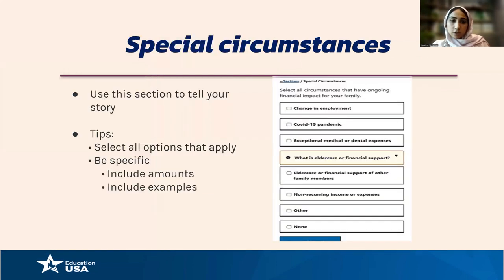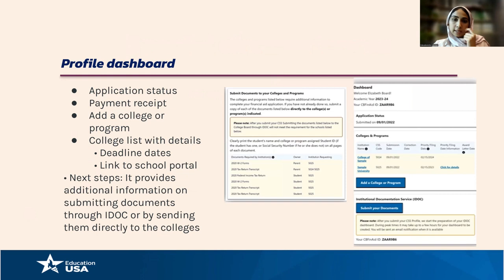And then special circumstances. So when you're doing the special circumstances section, select all options that apply. For example, change in employment, COVID-19 pandemic, etc. So be specific, include all the amounts, include examples, be as specific as you can, as detailed as possible, and as honest as you possibly can as well.